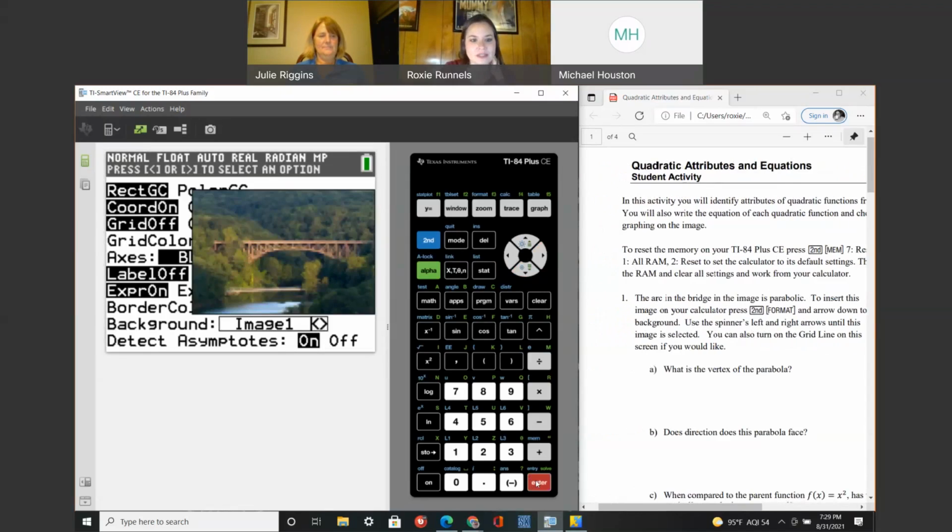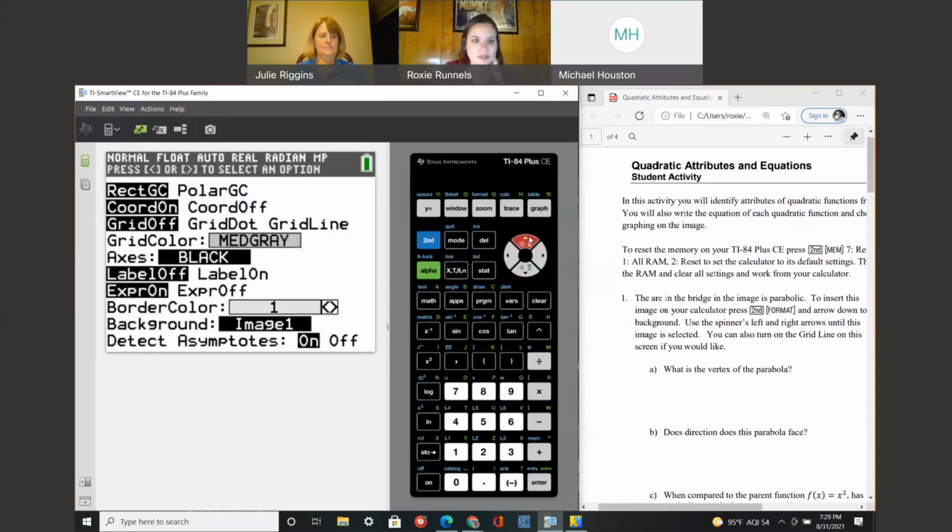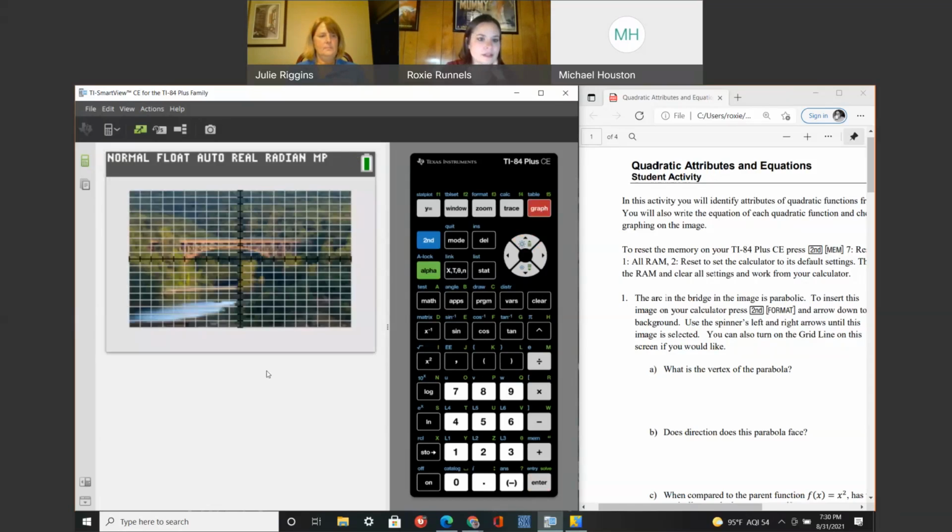Now, the second thing I want to do is, as a student, because these screens can be quite small, I want to turn my grid lines on because it might help me find some of those attributes a little easier. So I'm going to come up to this third line, and your grid is defaulted to off. I know some students prefer that dot grid. Me as a student, I prefer that line grid. I'm going to turn the line grid on, and we're going to see what that looks like. So I'm going to go to graph, and that's what my graph now looks like.